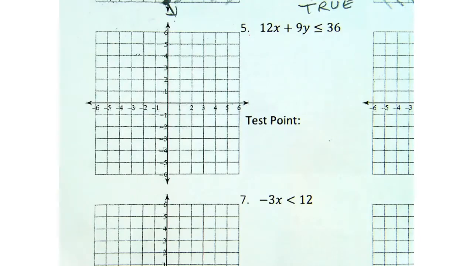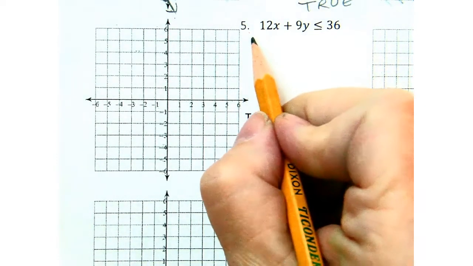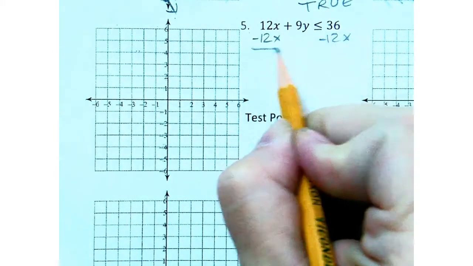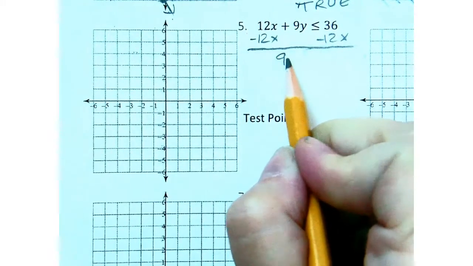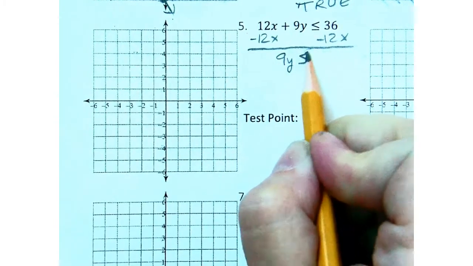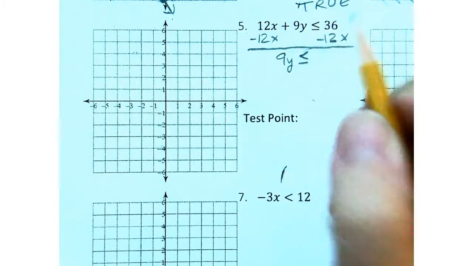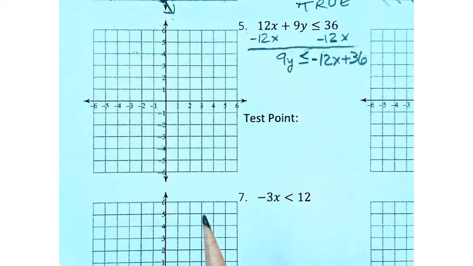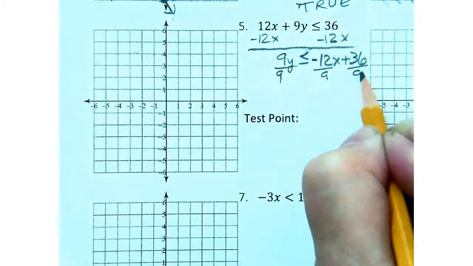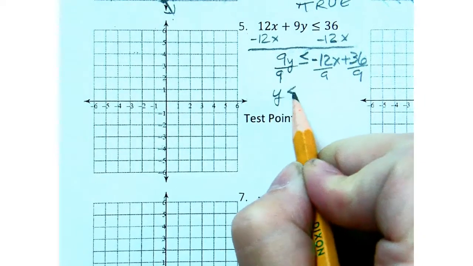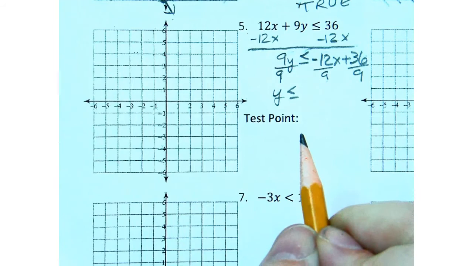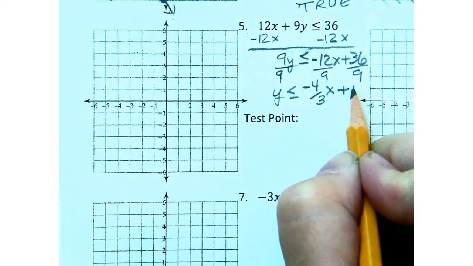In example 5, we begin by converting the equation to slope-intercept form. Subtract 12x from both sides of the inequality. This gives us 9y is less than or equal to negative 12x plus 36. Divide both sides by 9. We now have y is less than or equal to, simplifying the slope, negative 4/3 x plus 4.